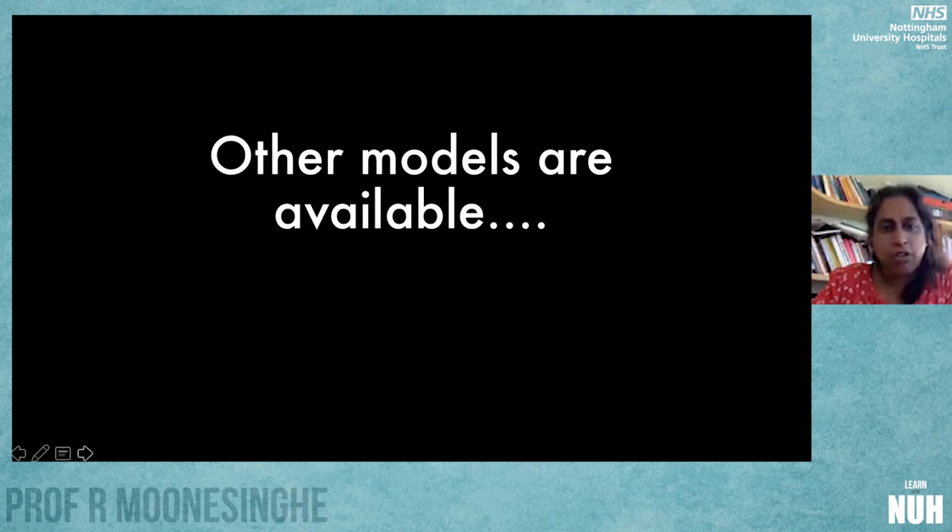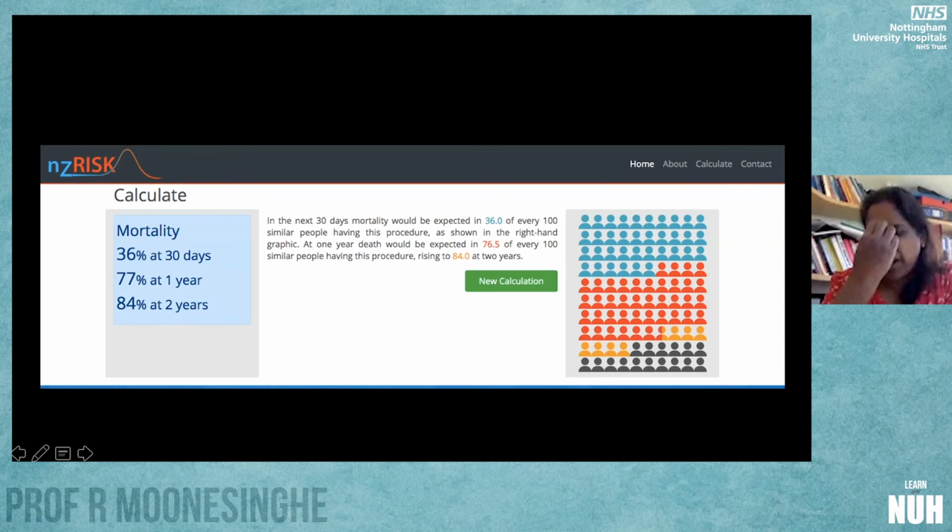And other models are available. There are lots and lots of different risk models out there. This was one that was developed in New Zealand called NZ Risk, and it was based on the SORT. It's got a very lovely website. It's slightly different, and they've got a different calculation under the hood. But it's, again, a very simple measure that uses basic stuff about the patient's operation, their ASA grade, the urgency, and their age and their cancer status to determine risk.